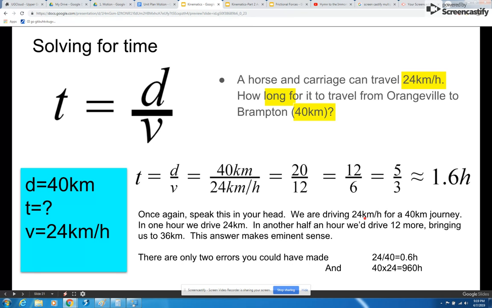What is the likely mistake you would make on a test? Divide the 2, getting a time of just over half an hour to travel, or a ridiculous answer of 960 hours, which is like, 10 days is 240 hours. This is 40 days. Think about it.